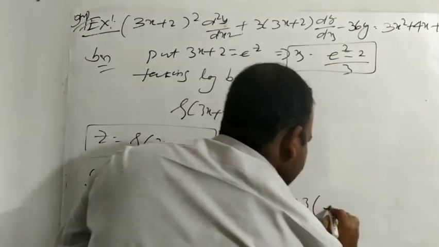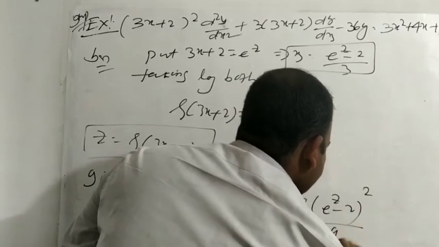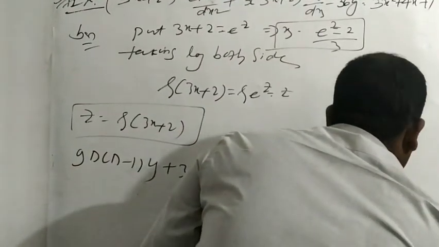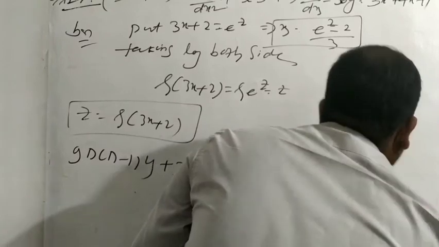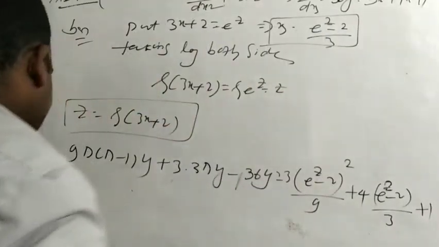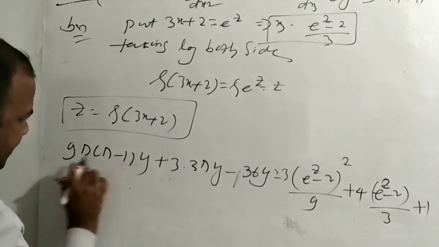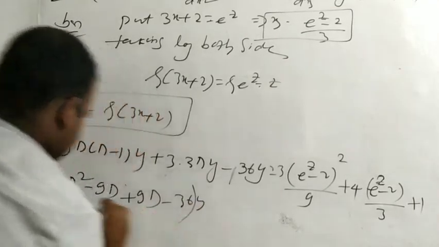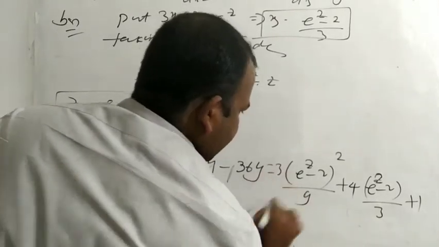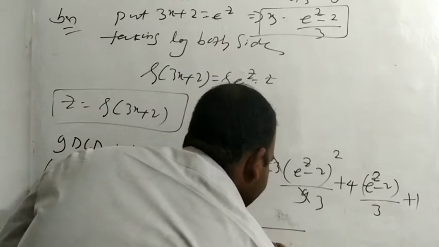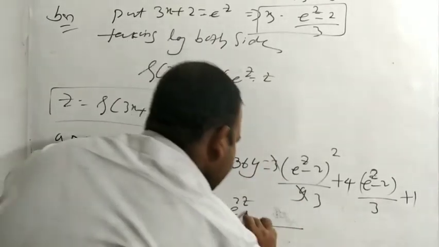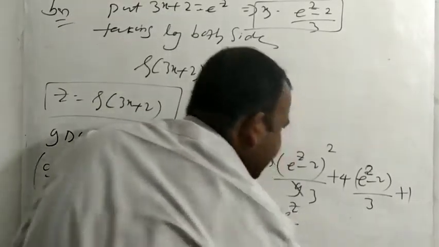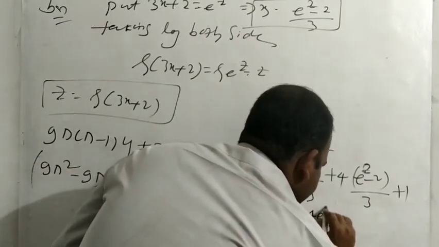3x square, where x is (e raised to z minus 2) whole square upon 9, plus 4 (e raised to z minus 2) upon 3, and this is plus 1. So this is 9d square minus 9d plus 9d minus 36 into y equals 3 cancel. So the LCM is 3. This is e raised to 2z, a square plus b square minus 4ab, minus 4 e raised to z, this is plus 4 e raised to z.